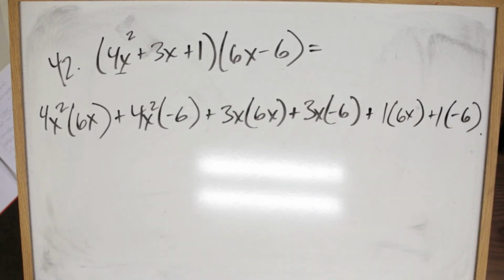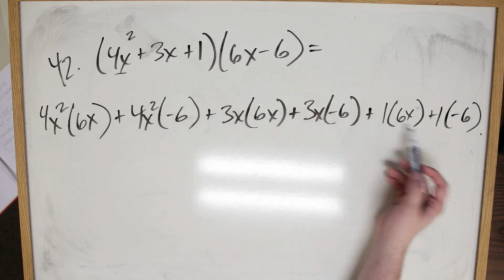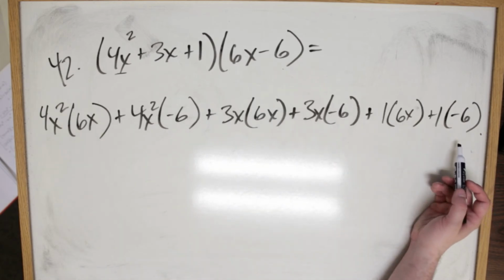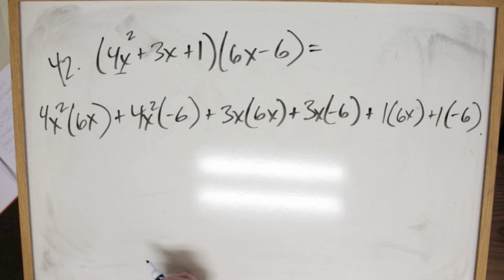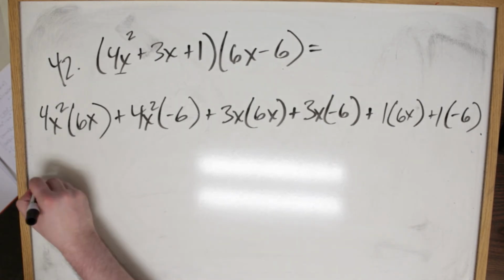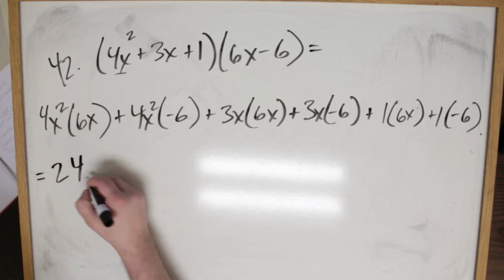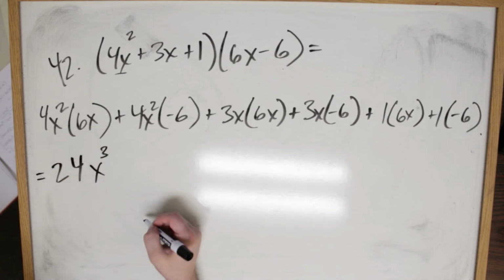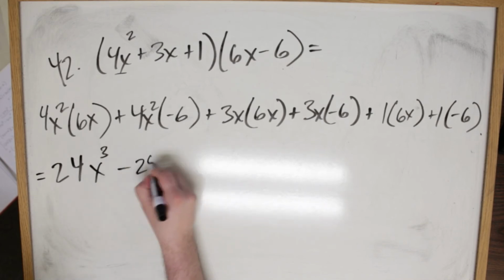Okay? So when you get done with this, you can count. Make sure you have enough. 1, 2, 3, 4, 5, 6. Okay? I think I'm good. And now we do exactly what we just did before. 4 times 6 is equal to 24. X squared times x is going to be x to the third. 4 times minus 6 is going to be a minus 24.